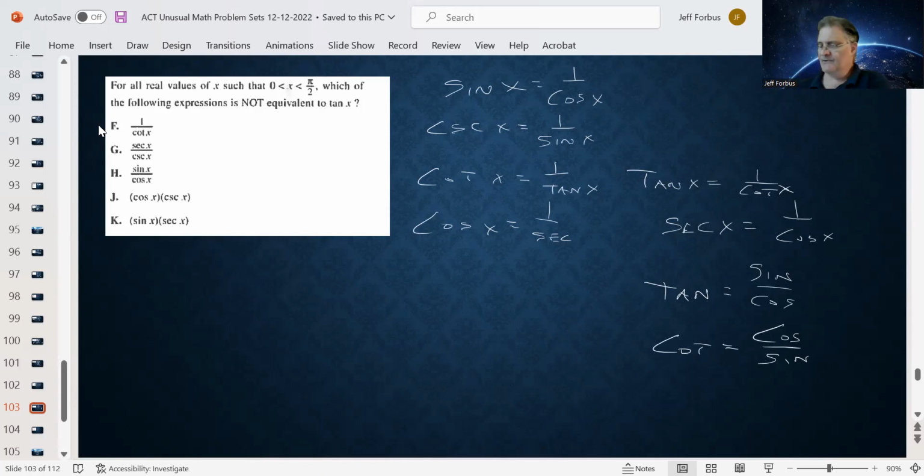These identities you will learn in your pre-cal class. I don't recall them being given to you in Algebra 2 unless it's really an advanced Algebra 2 class.